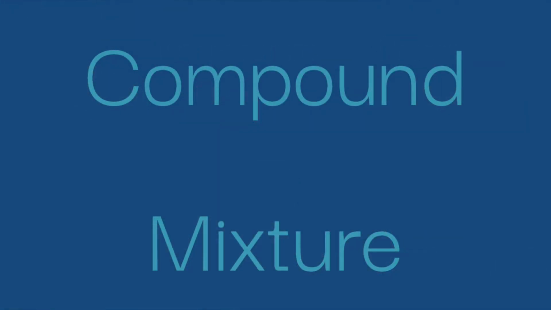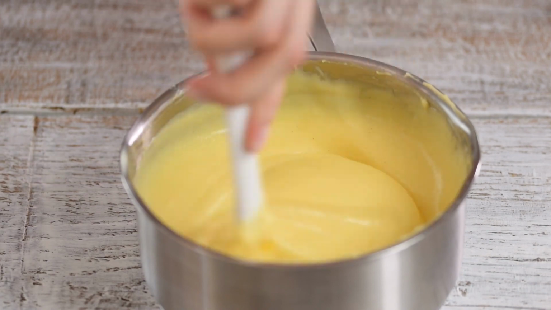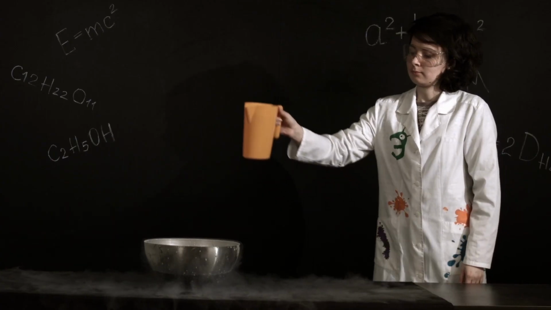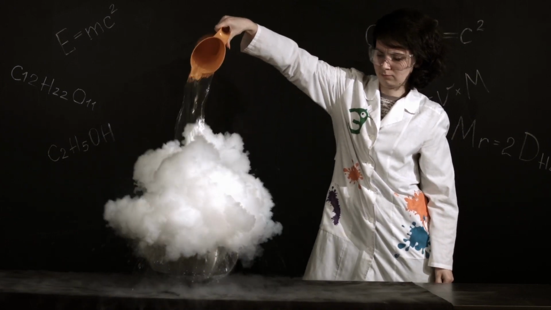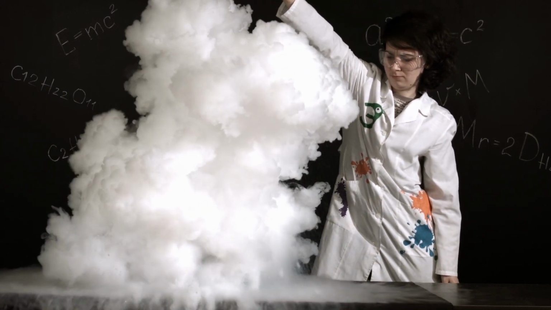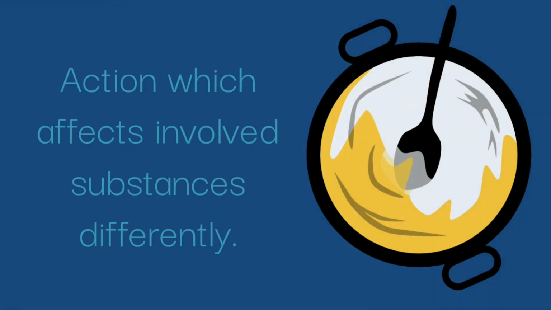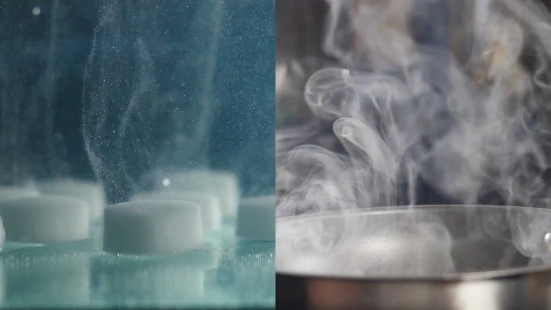It is important to realize that a compound and a mixture are not the same thing. Mixing elements does not mean a compound is created. For a compound to form, atoms have to form a chemical bond between them. This means compounds need a chemical process to separate the individual elements. Because of this, mixtures are much easier to separate than compounds. To separate mixtures, you need an action which affects the involved substances differently. Evaporation and dissolving are two common methods used to separate mixtures.